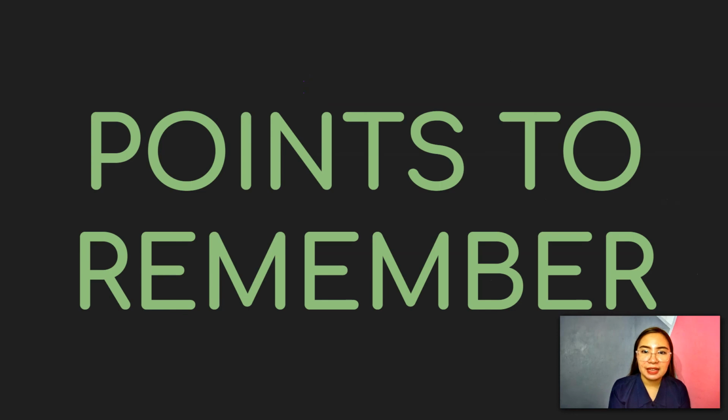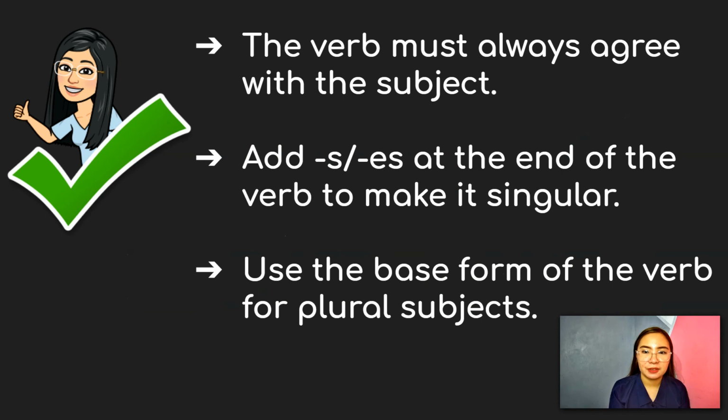Let's now go to the points to remember in this topic. First, the verb must always agree with the subject. If we have a singular subject, we must also have a singular verb. And if we have a plural subject, we must have a plural verb. Next, add s or es at the end of the verb to make it singular. Next, use the base form of the verb for plural subjects.